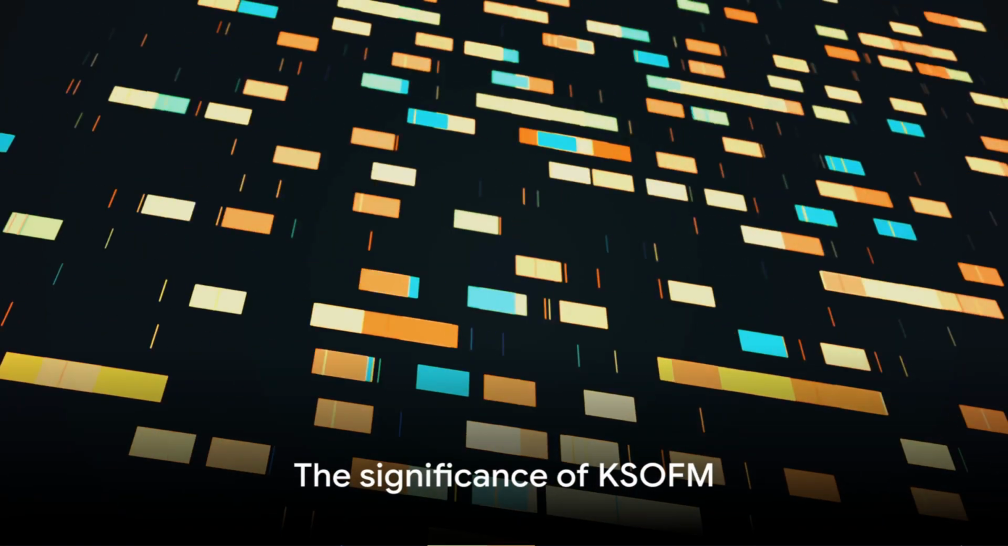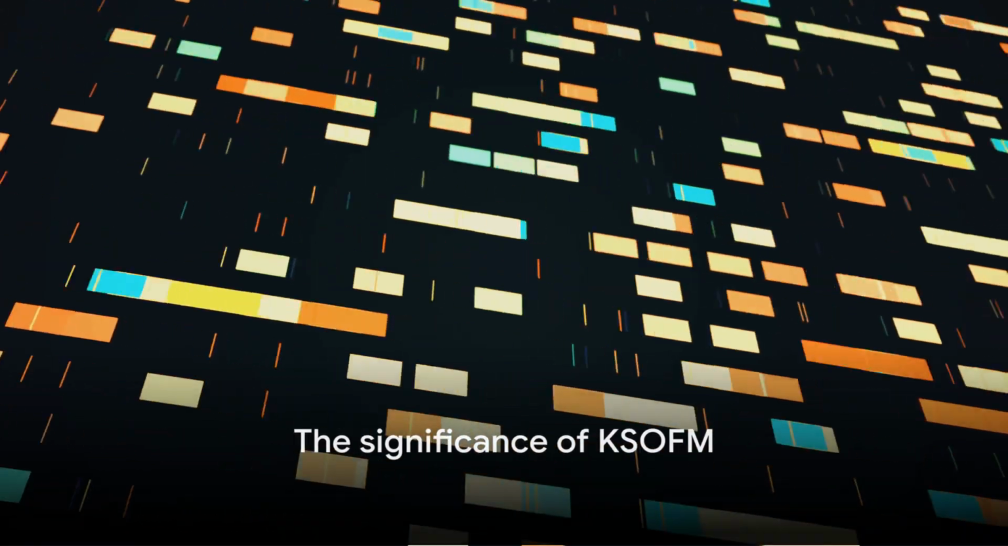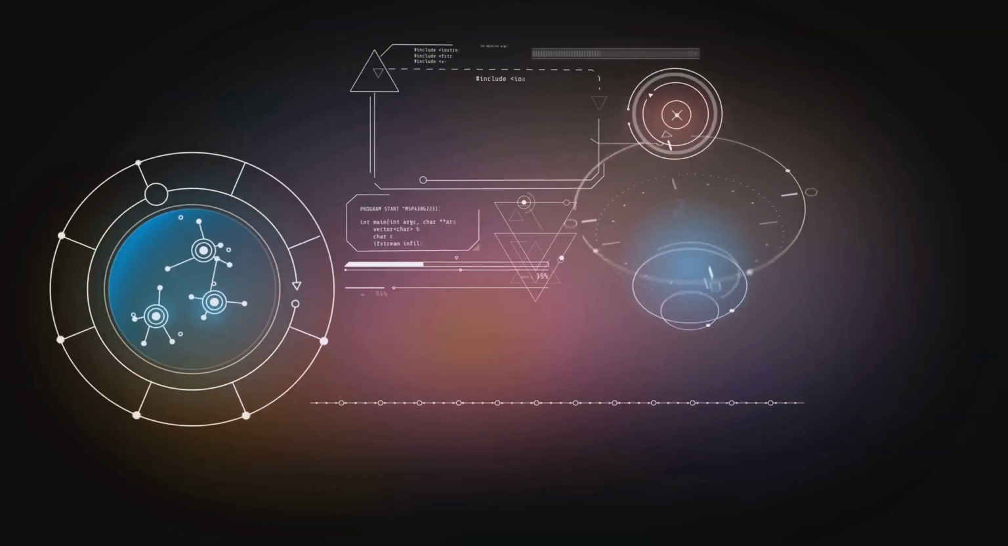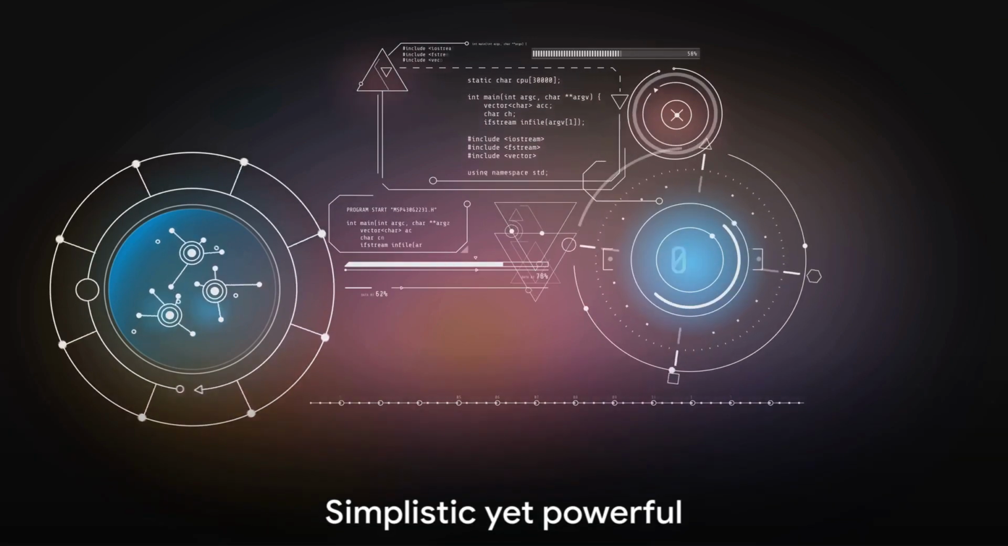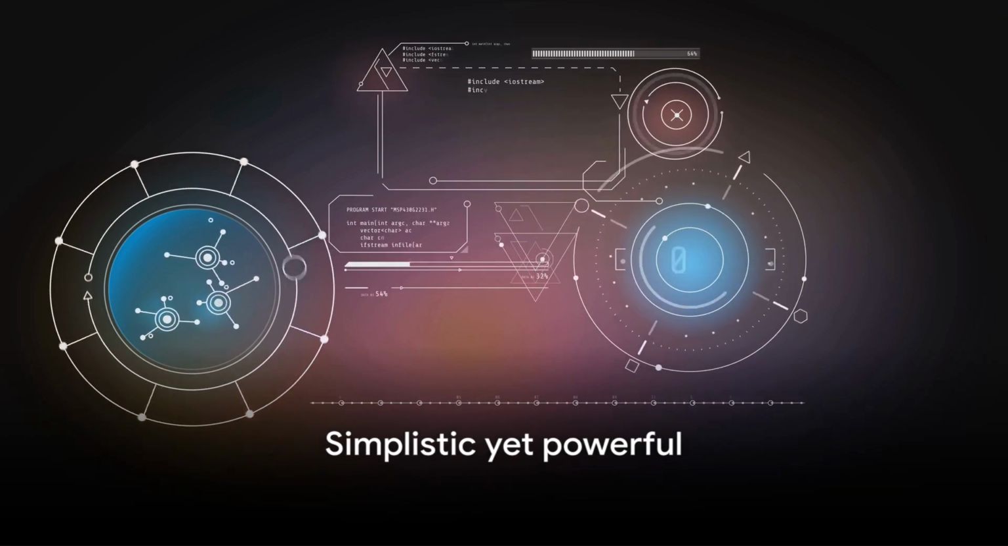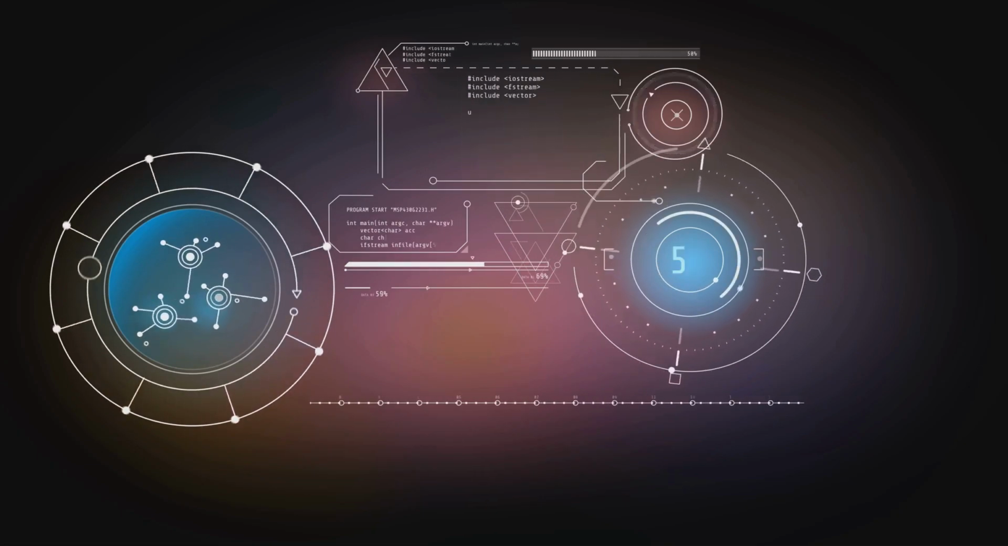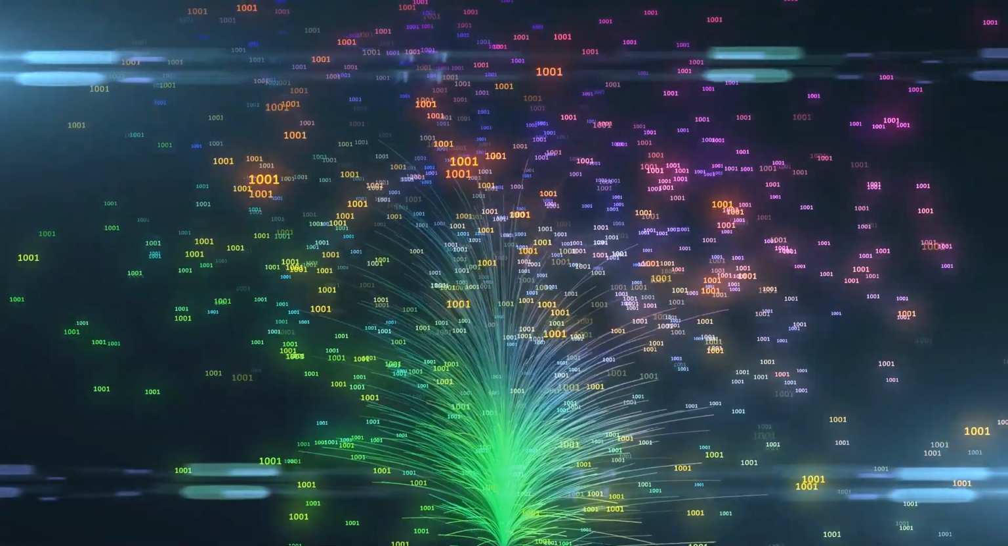To sum it all up, the KSOFM algorithm starts with random weights, selects an input at random, and identifies the most similar weight, the BMU. It then updates the BMU and its neighbors, with the radius of the neighborhood and the learning rate decreasing over time. The beauty of the KSOFM lies in its simplicity and effectiveness.